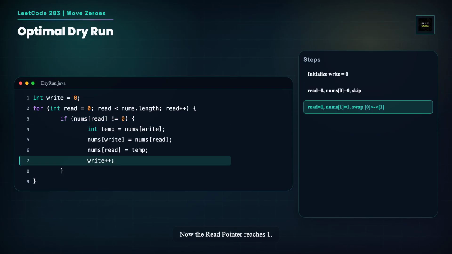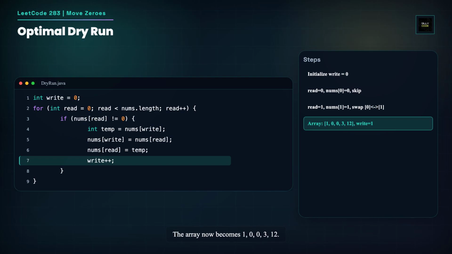Now the read pointer reaches 1 this time. We've found a useful value. Where should this one go? The write pointer is pointing at index 0. That's exactly where the first non-zero value belongs. So we swap the values at read and write. The array now becomes 1, 0, 0, 3, 12. We've successfully placed our first non-zero value.